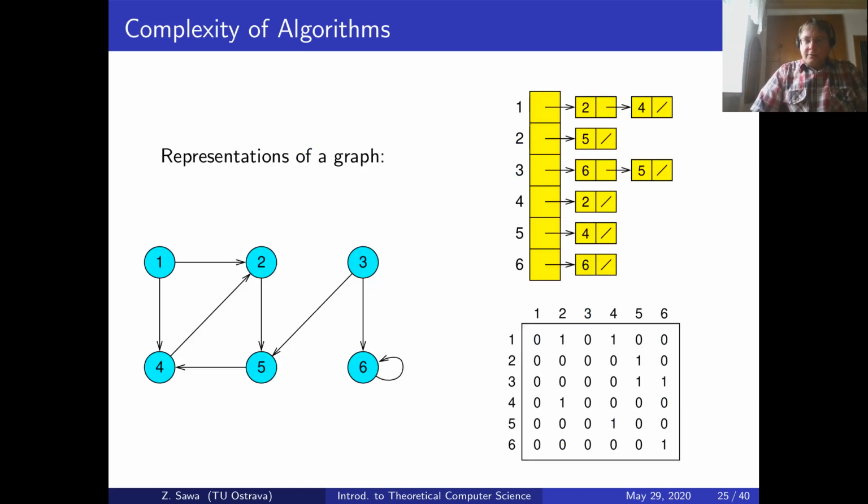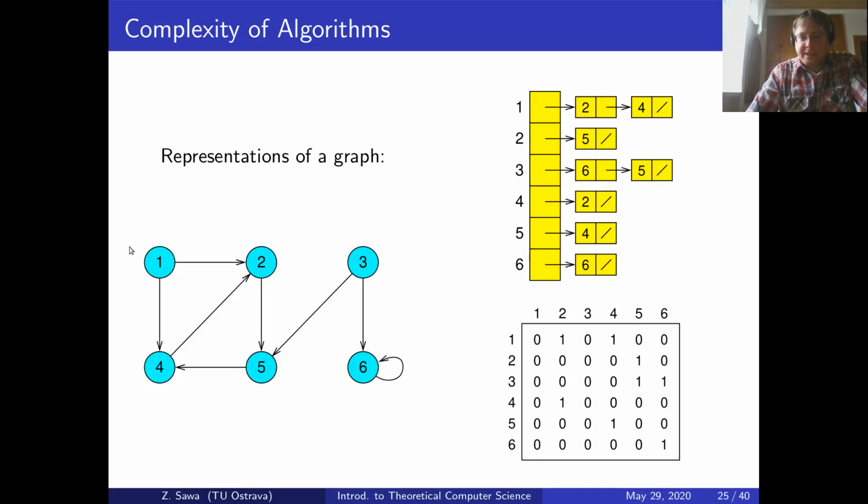Okay, so let's go now to another example of analysis of algorithms. Let's consider some graph algorithms. For this it could be important how the graphs are represented in memory by algorithms. So there are several possibilities. I will just illustrate the two most commonly used.